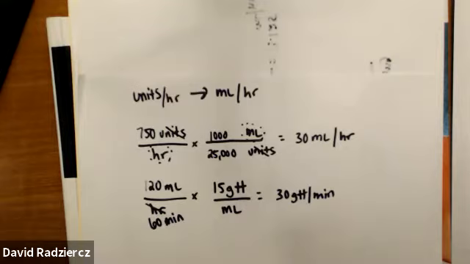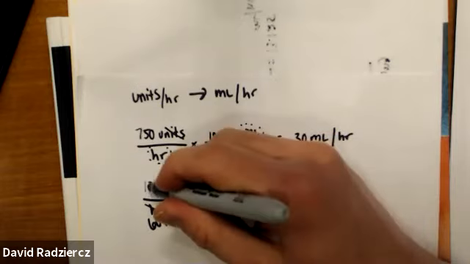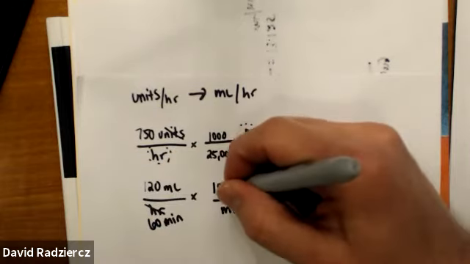Yes, so 17 would be solved exactly the same way. So you have 180 milliliter over 1 hour or 60 minutes times 10, and you'll get the same answer. Or you'll set it up the exact same way we just did. Absolutely. The only difference is this is 180, this is 10.